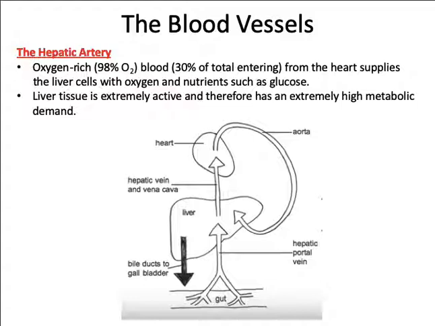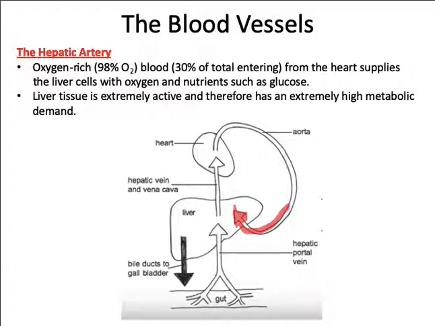The hepatic artery, we can see on this diagram, the hepatic artery coming along here, feeding the liver with oxygen-rich blood. The blood that's coming into the liver here is about 98% saturated with oxygen. The total volume of blood coming into the liver via the hepatic artery is roughly about 30% of the total coming in.